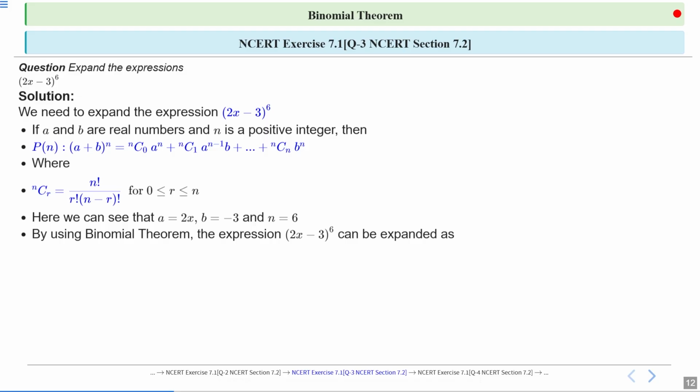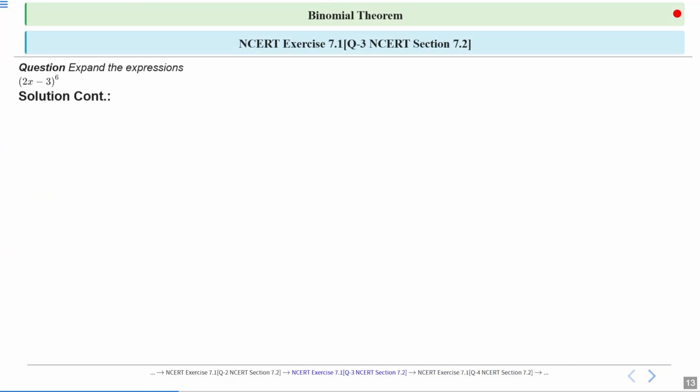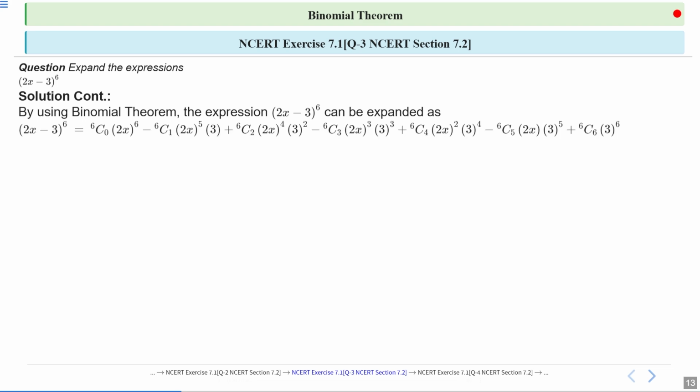By using the binomial theorem, the expression (2x − 3)^6 can be expanded as 6C0 (2x)^6 − 6C1 (2x)^5 times 3 + 6C2 (2x)^4 times 3^2 − ... plus 6C6 times 3^6.